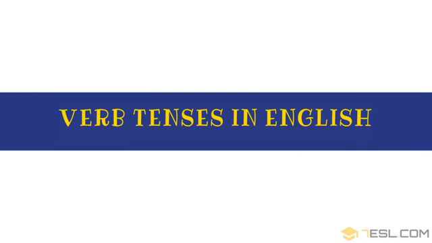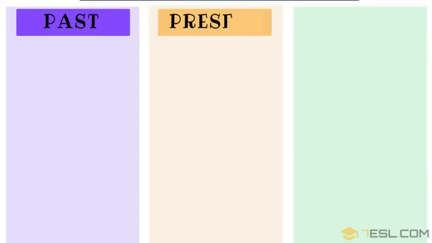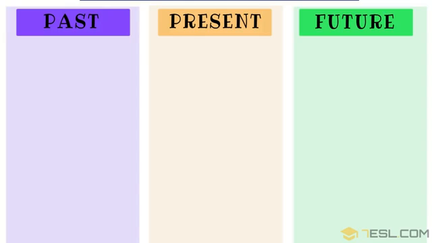Verb tenses in English. Past, present, future.